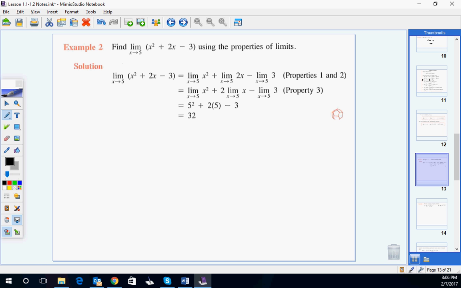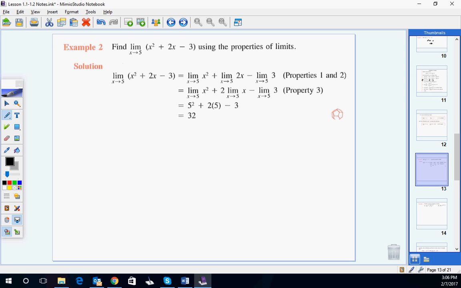It's just proving to you that the properties work. This is kind of redundant, right? We could plug it in at the beginning and been fine. But it's showing you if you did break it up, you'd still be fine. We just did this one already, we did 32. So it's showing the properties and how they hold their value.